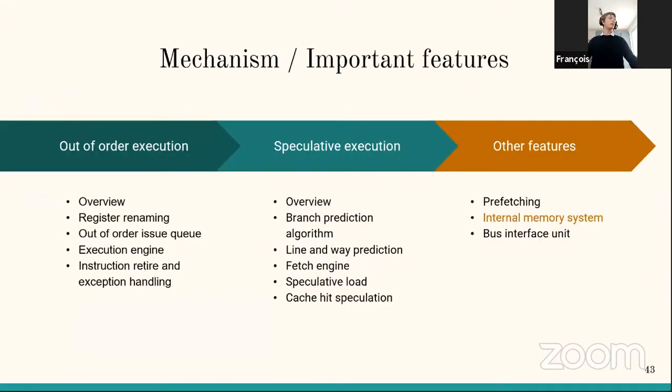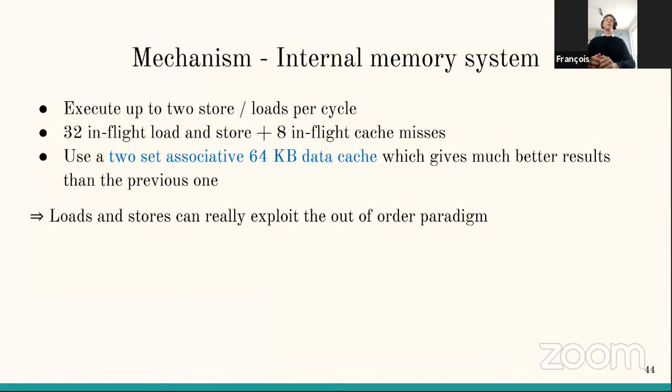The next important feature is the internal memory system. This system has a very important feature: it can execute up to two loads and stores per cycle, because its clock is two times faster than the clock of the processor. And as I said before, there are 32 in-flight loads and stores plus 8 in-flight cache misses. And there is also a better cache, not only for the instruction cache but also for the data cache. This is very good because loads and stores can exploit the out-of-order paradigm.